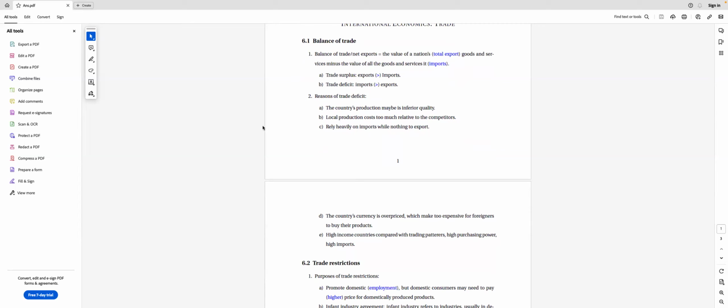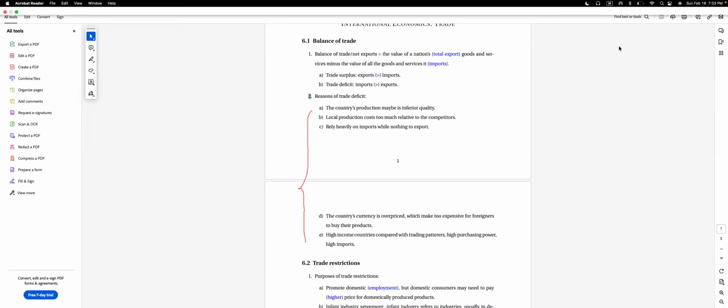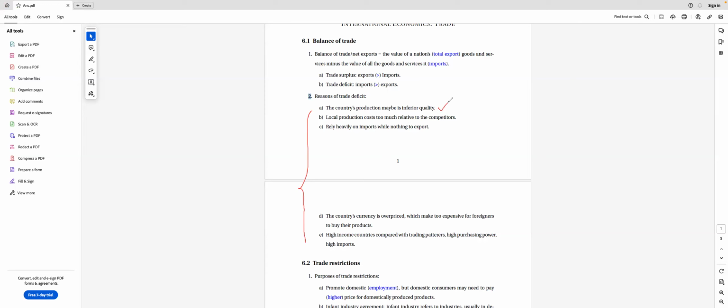Okay, so here in number two, we will discuss some common reasons why countries, including developed countries, can be trade deficit countries. The first reason, super straightforward, is due to inferior quality. No foreigners are willing to buy the goods and services made by your country, due to bad quality.